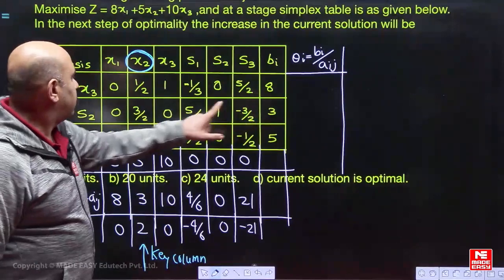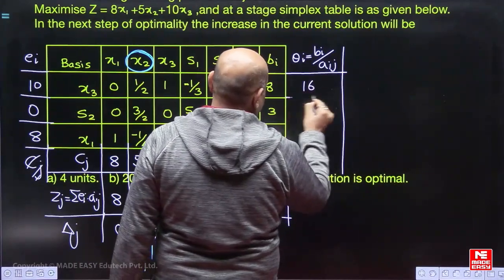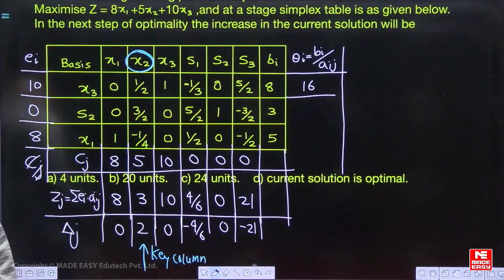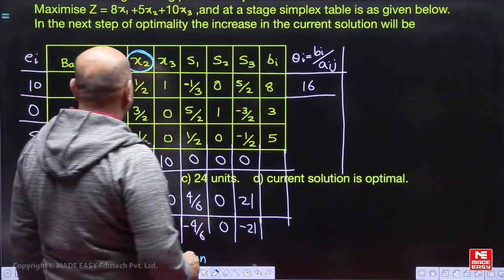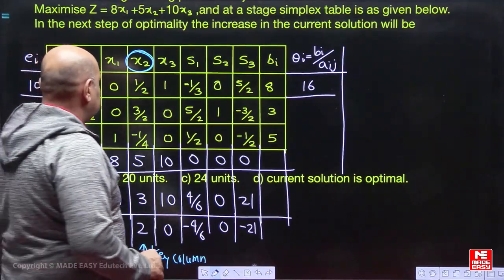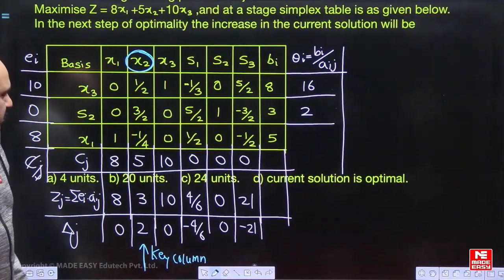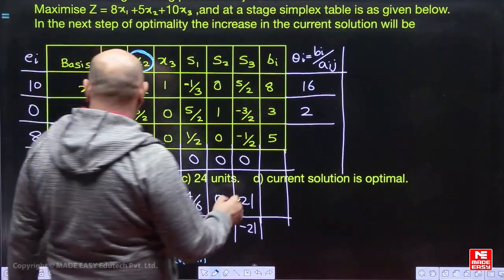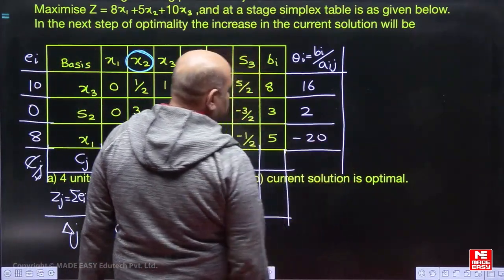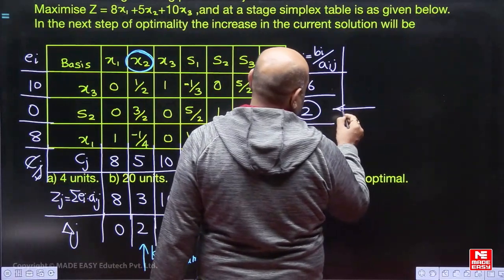See, 8 divided by 1/2 is 16, then 3 divided by 3/2 will be 2, and 5 divided by -1/4 will be -20. Now among these we always select the minimum positive value. So the minimum positive value is 2, and the selected row is termed as the key row.